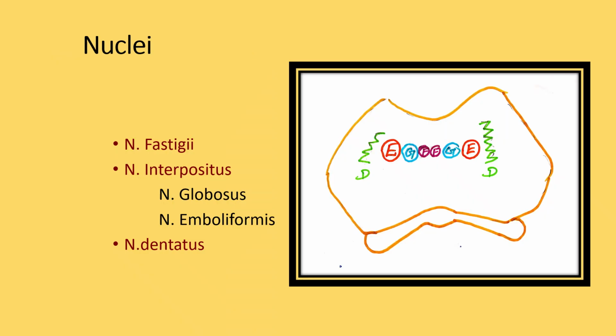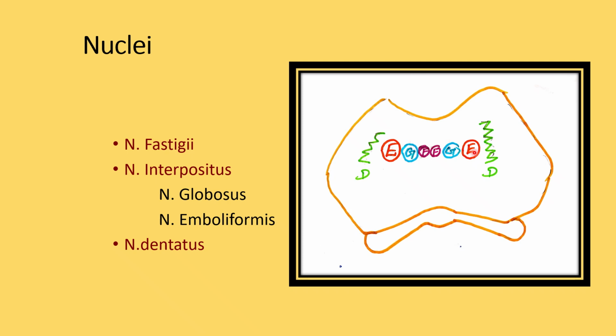Deep cerebellar nuclei. So these are the nucleus fastigii, nucleus globosus, nucleus emboliformis, and nucleus dentatus. These are made up of gray matter. The deep cerebellar nuclei are made up of gray matter.